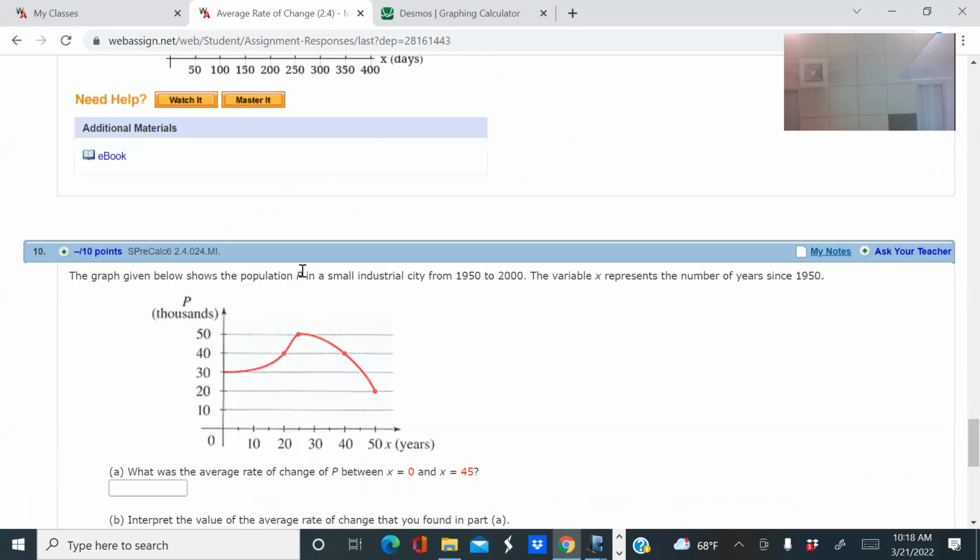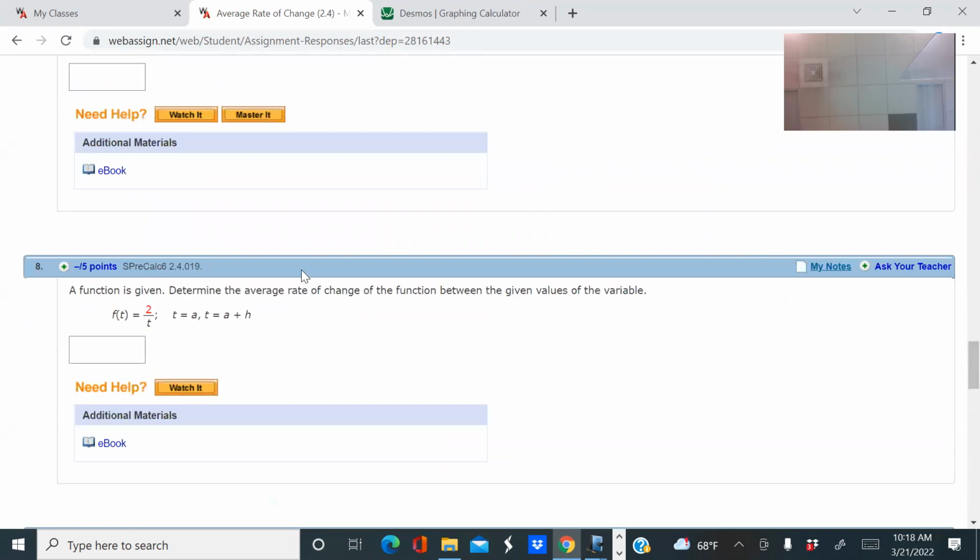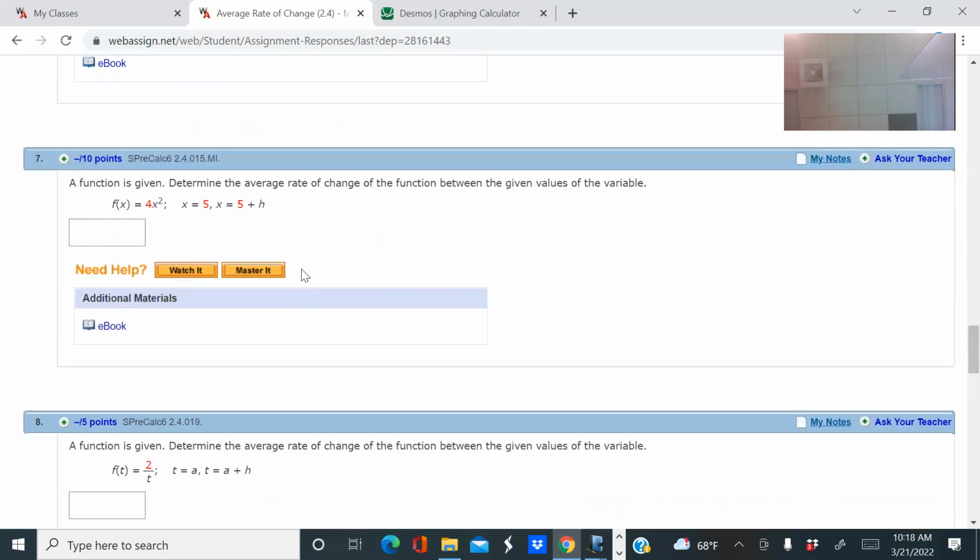And sometimes it's not easy to read those graphs too precisely, but try to do your best, okay, on those. Right. So other thoughts on that?